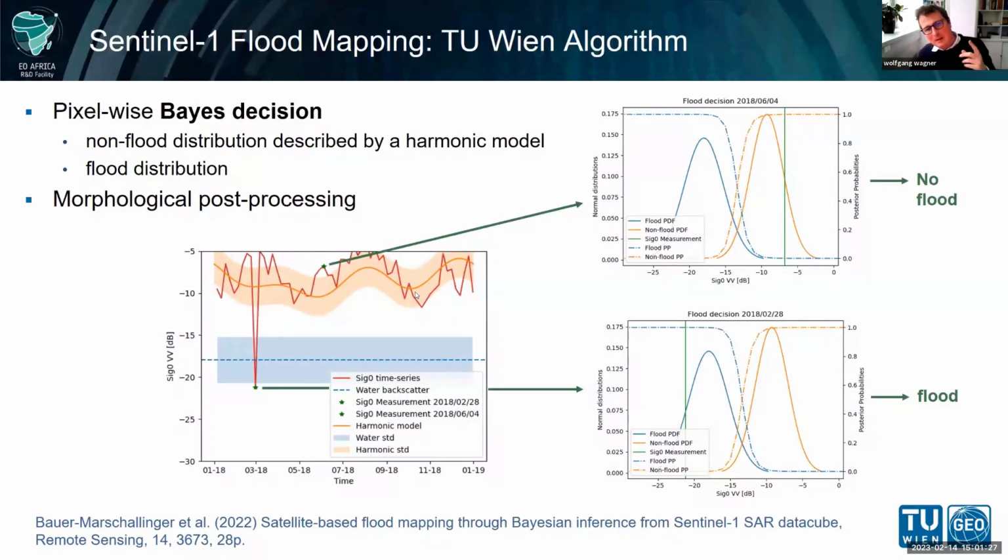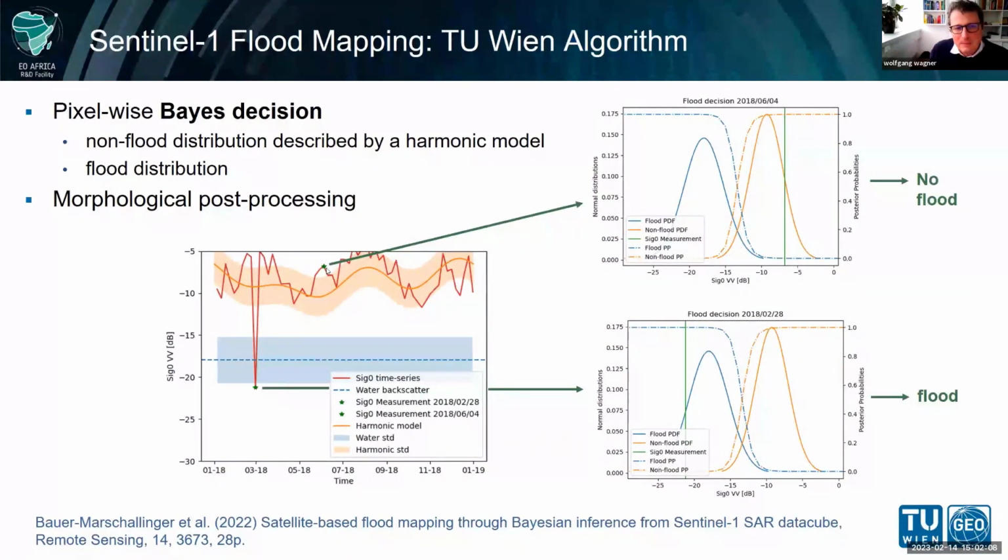What we do in our algorithms, that was published in that paper last year in Remote Sensing, and which the first question was referring to, is we use historic information about the behavior of backscatter for each individual pixel. For example, we would see here rather high backscatter between -10 dB and -5 dB, with a certain seasonal variability. And that's the expected behavior for the pixel.